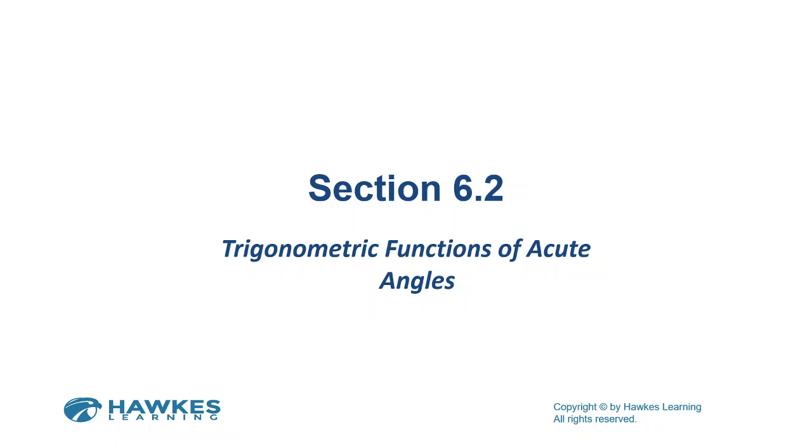All right, today we're going to do section 6.2, and this is trig functions of acute angles. Acute just means less than 90 degrees but greater than 0 degrees. So anything between 0 degrees and 90 degrees is an acute angle. So right off the bat, this means your angle is between 0 degrees and 90 degrees.